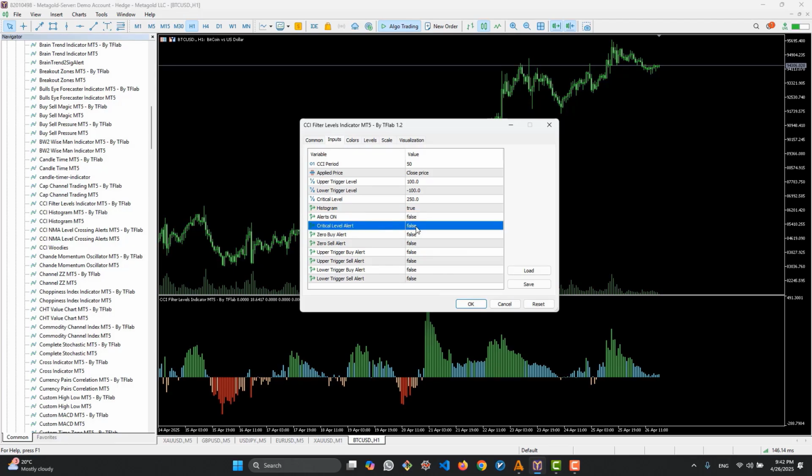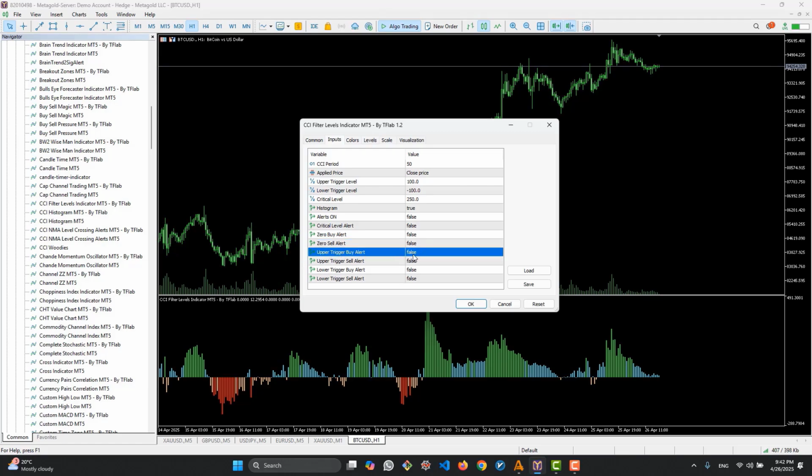The next option is for an alert when reaching the critical level. If it is enabled, an alert will be triggered when the critical level is reached. The next option is for the 0 line. If an upward cross occurs, it will trigger an alert for us. The next option triggers an alert when there is a downward cross of the 0 line.